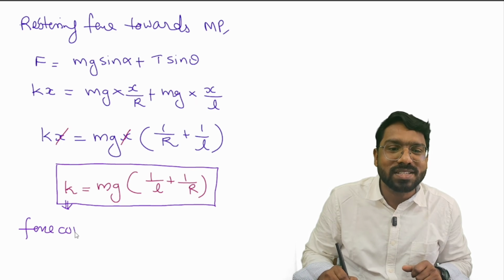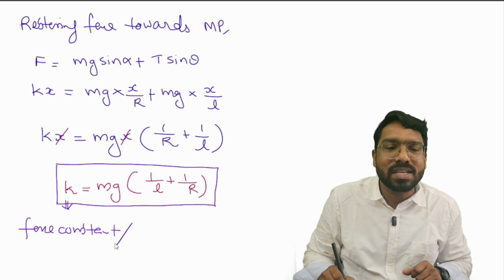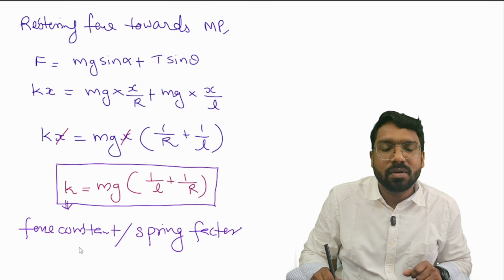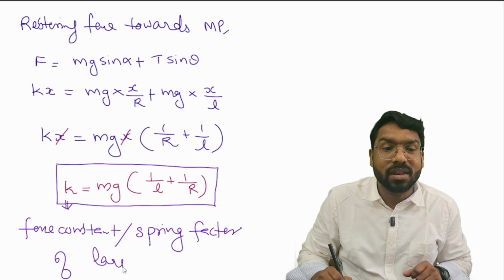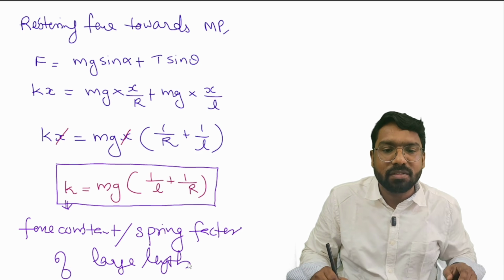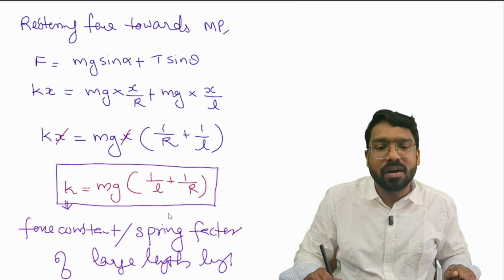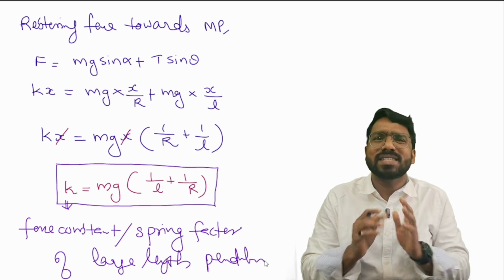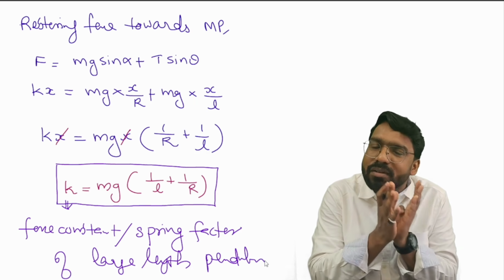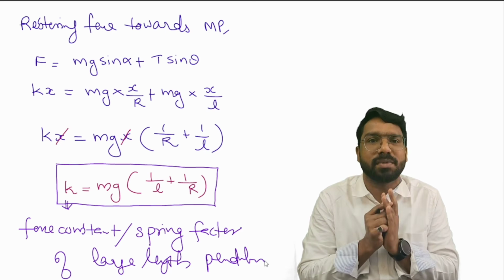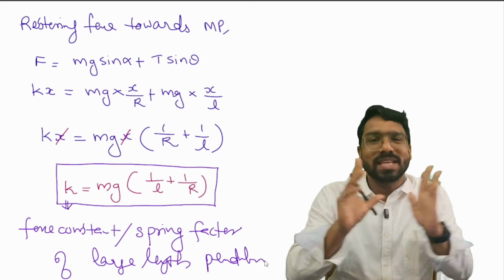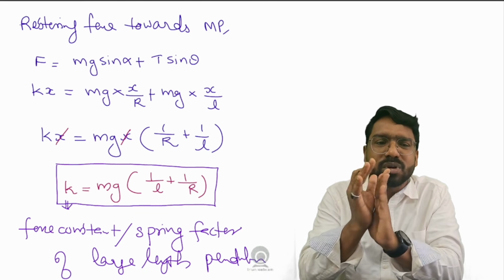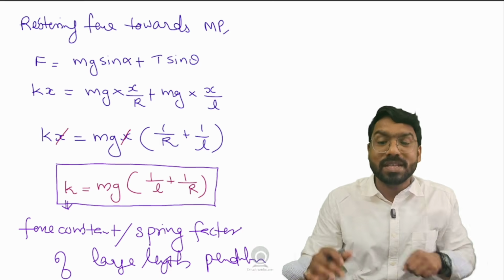Force constant, or you can say spring factor of large length pendulum. You understood what I did? I just compared the forces acting horizontally towards the mean position with the restoring force Kx. Then I got K. Then we got force constant K as mg into 1 by L plus 1 by R.